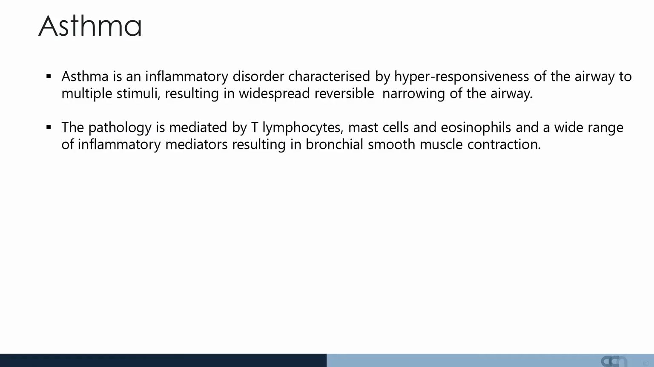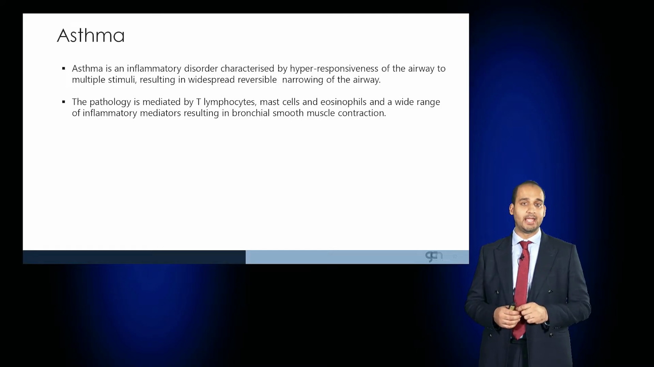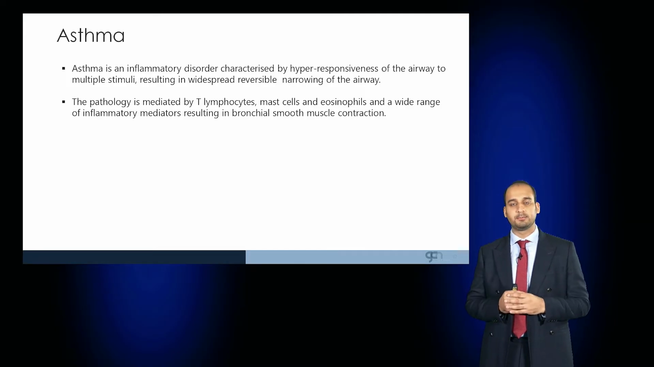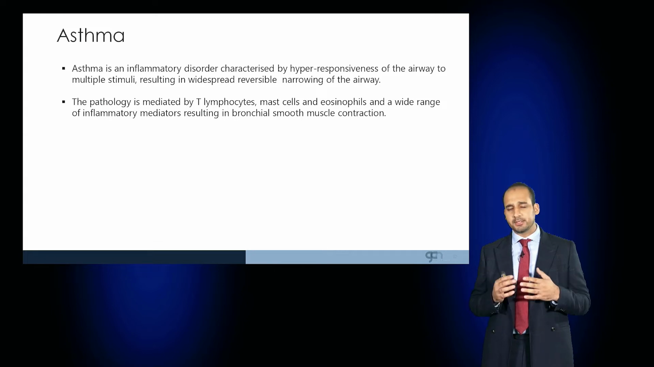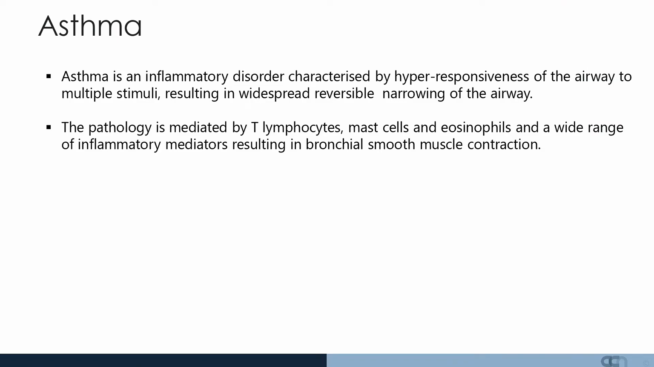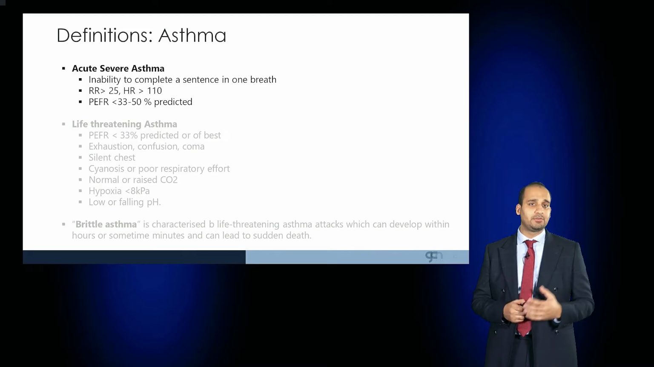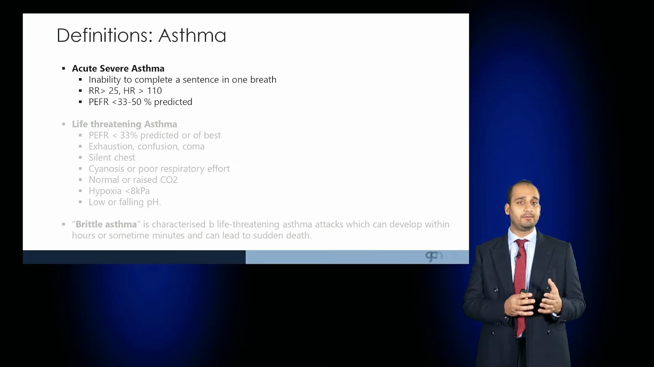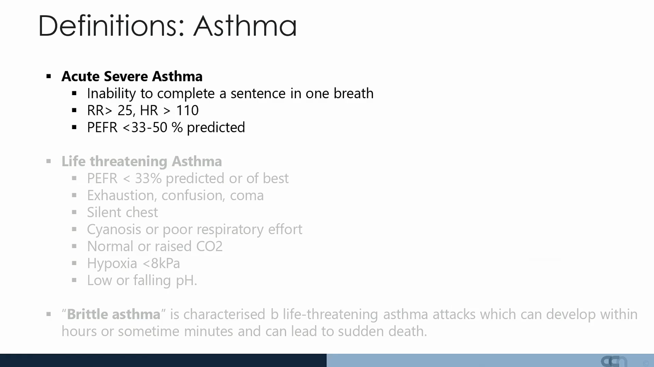Discussing asthma. Asthma is an inflammatory disorder characterized by hyperresponsiveness of the airways to multiple stimuli, resulting in widespread reversible narrowing of the airway. The pathology is mediated by T lymphocytes, mast cells, eosinophils, and a wide range of other inflammatory mediators, resulting in bronchial smooth muscle contraction. In extremis, patients can develop acute severe asthma or life-threatening asthma.